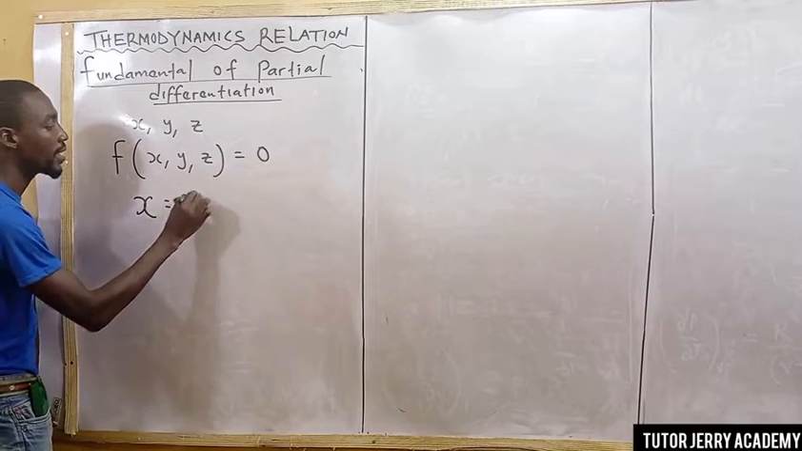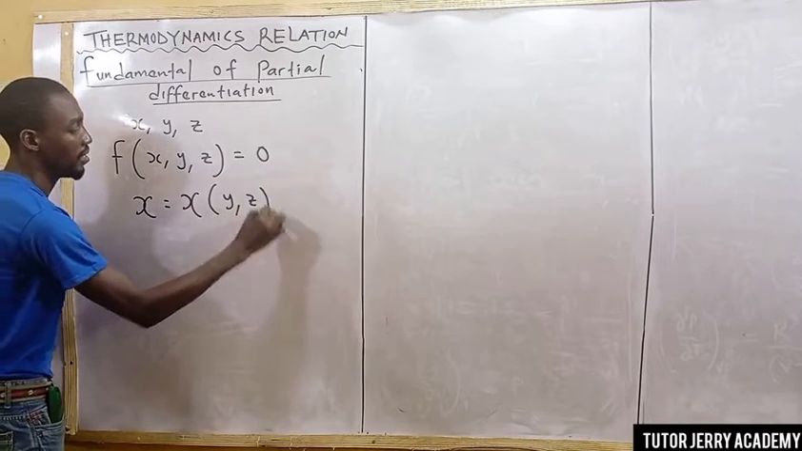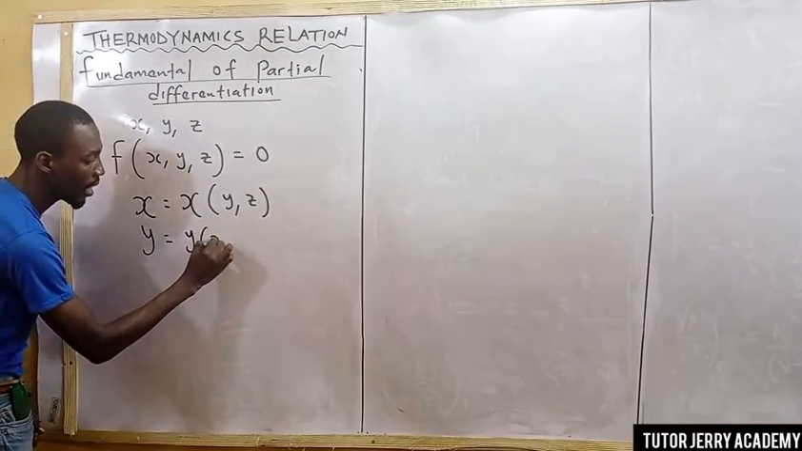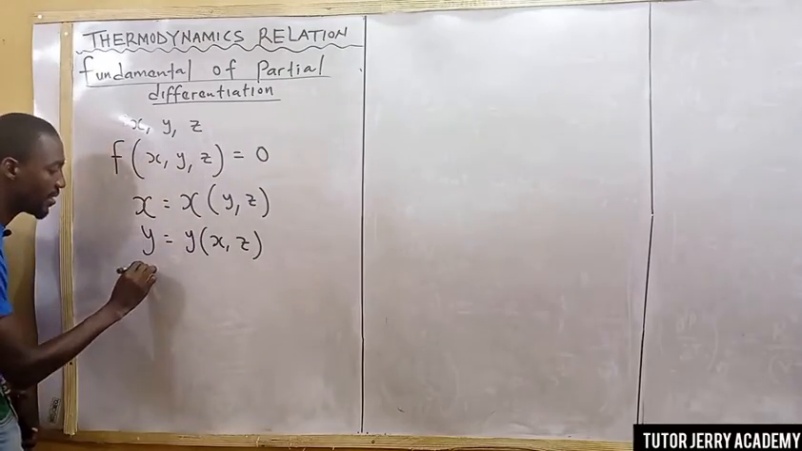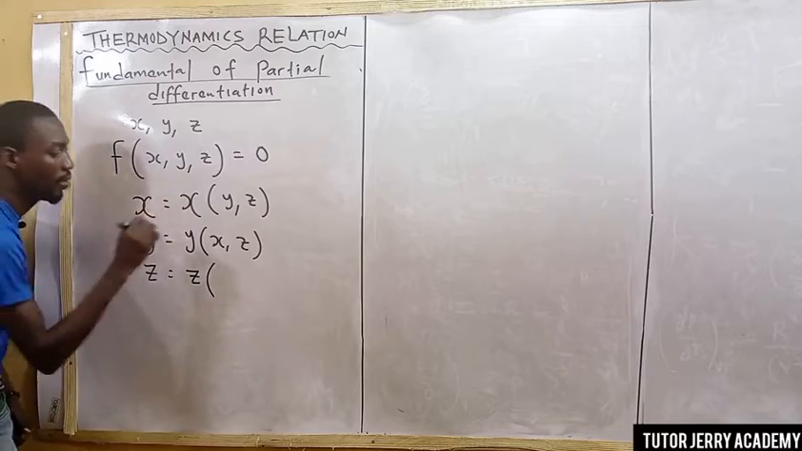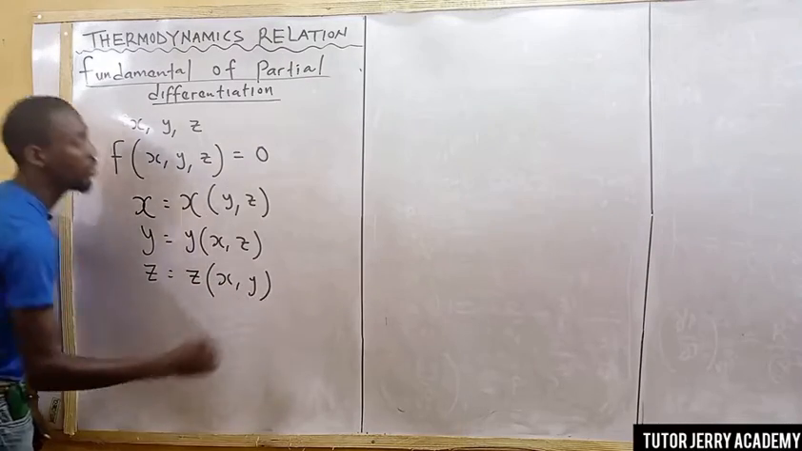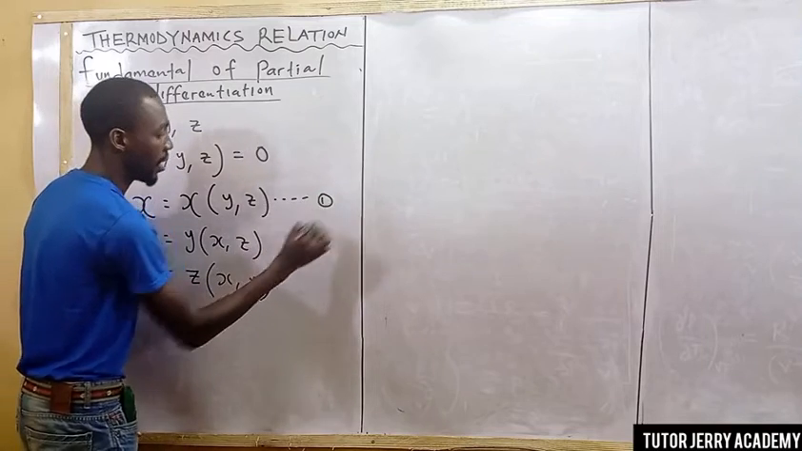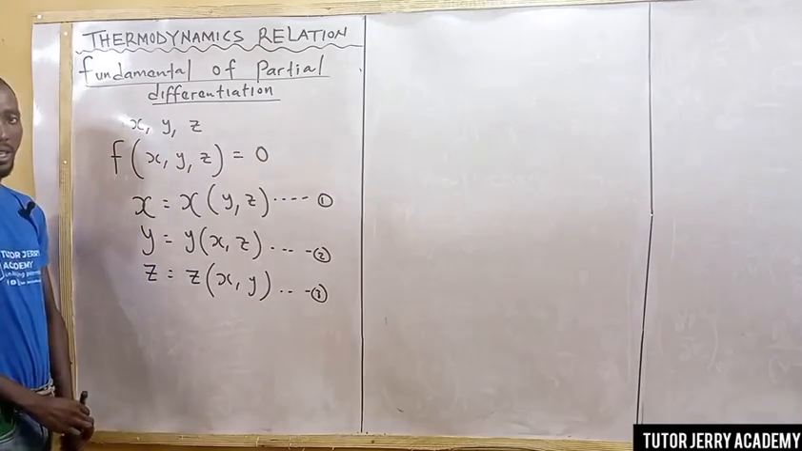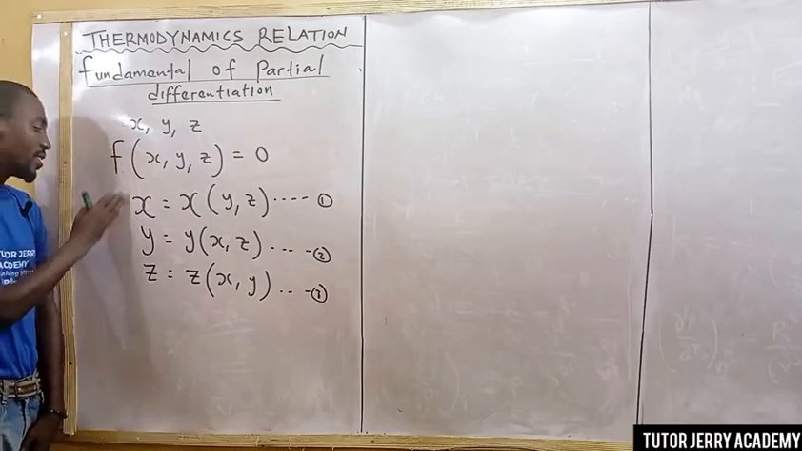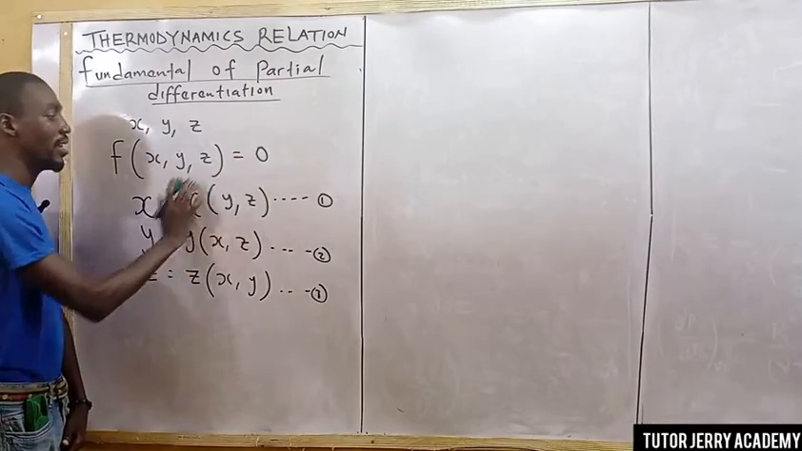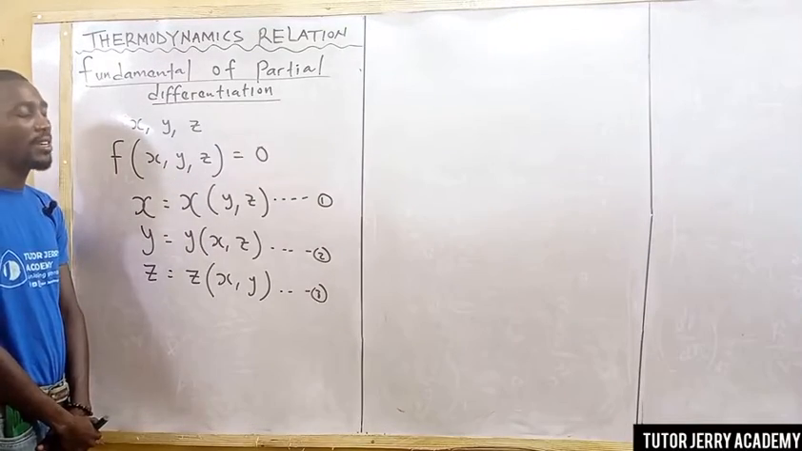Of which we can write x will be equal to x of y, z, and y will be equal to y of x, z, and z will be equal to z of x, y. So let's call this our equation 1, this our equation 2, and this our equation 3. All right. Now, x here is known as the dependent variable, while everything we have here, they are all known as what? The independent variables.